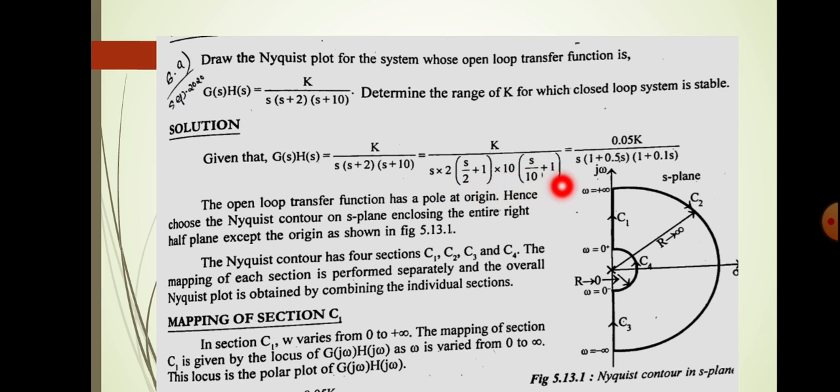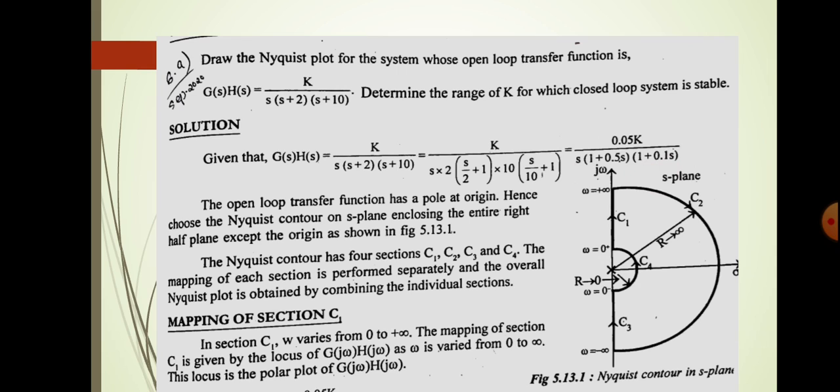We are doing this in order to make this in the form of 1 plus sT1 or 1 plus sT2, like that. That is the standard form for plotting the Nyquist plot. So this will give the value 0.05K divided by s(1 plus 0.5s)(1 plus 0.1s). Now it becomes the form of 1 plus sT1, 1 plus sT2, where T1 is 0.5 and T2 is 0.1. So this is the standard form for drawing the Nyquist plot.